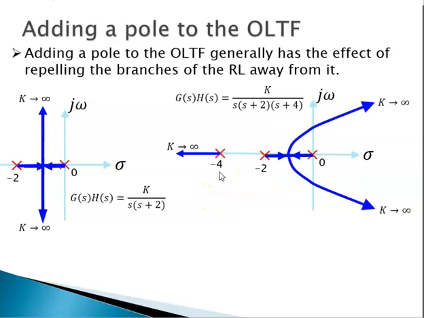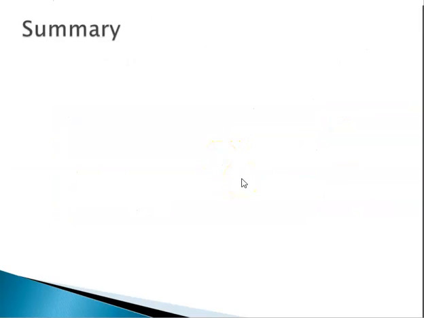On the other hand, if you add a pole, the pole has an effect of repelling the branches. Originally the branches are parallel to the imaginary axis, but adding a pole here repelled the branches. It pushed them away from this. If you put a 0, it will attract towards it. If you put a pole, it will push it in the opposite direction.